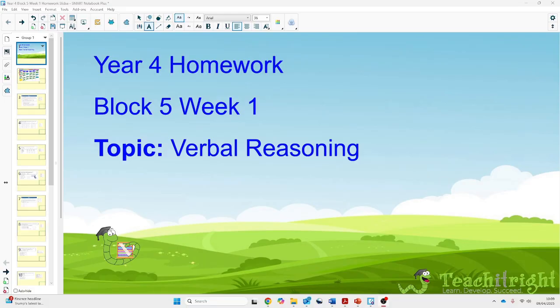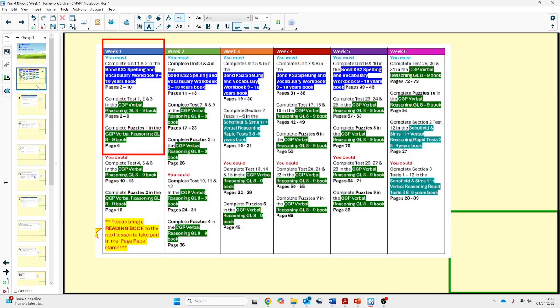This is going to focus on the task for year 4 and it's going to look at block 5 week 1, and the topic is verbal reasoning. First of all, let's have a look at the homework overview just so you're clear about the tasks that are going to be covered.